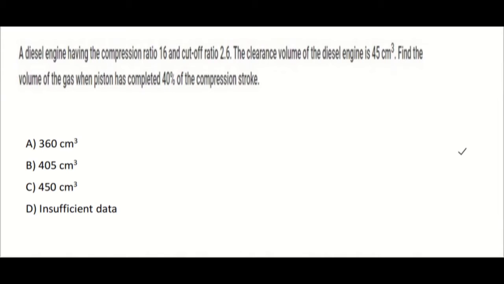Next, a diesel engine has a compression ratio of 16 and a cutoff ratio of 2.6. The clearance volume of the diesel engine is 45 cubic centimeter. Find the volume of the gas when the piston has completed 40% of the compression stroke.